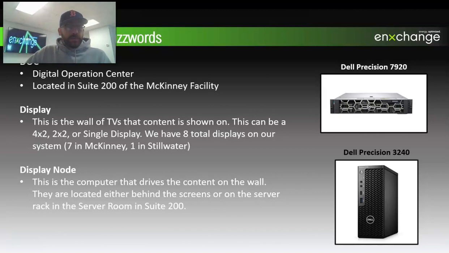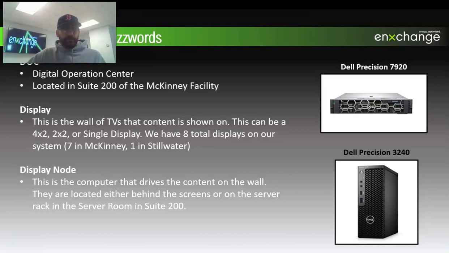A display. This is the wall of TVs that content is on. This can be a wall of TVs, it can be one large LED wall, it can be a little bit of anything. This can be a 4x2, a 2x2, or a single display like the one you see directly behind me. We have 8 total displays on our system. 7 are in McKinney and 1 in Stillwater.